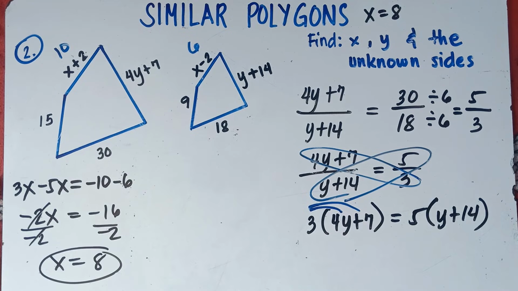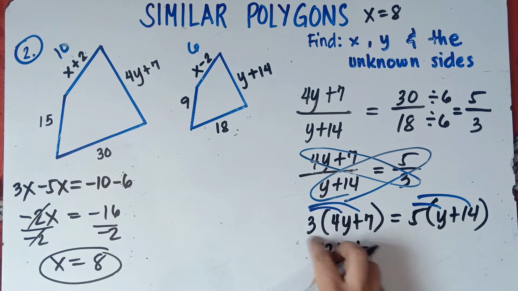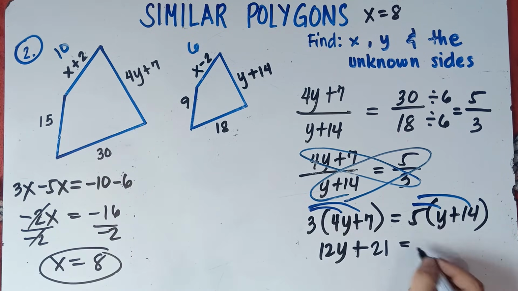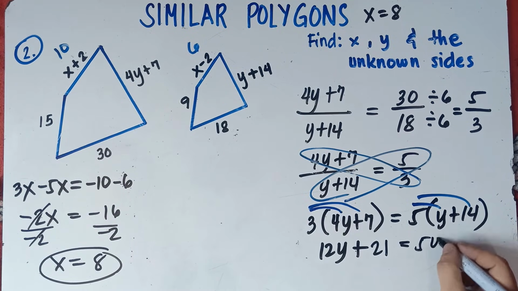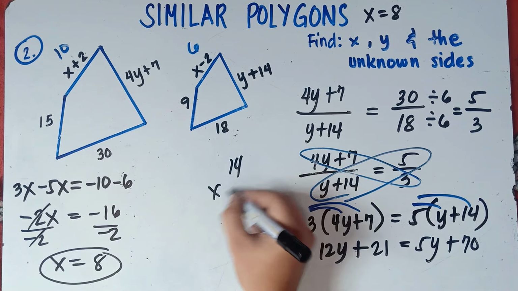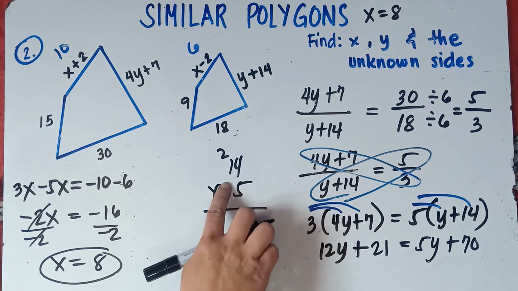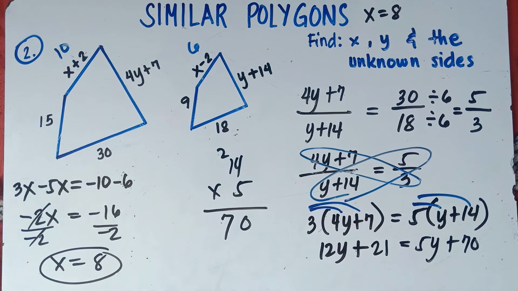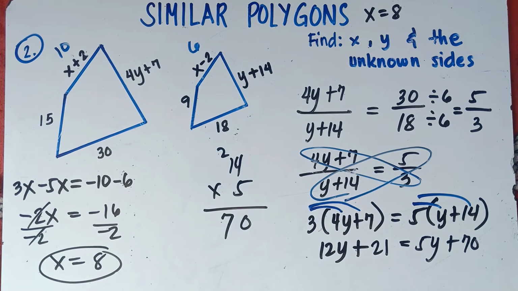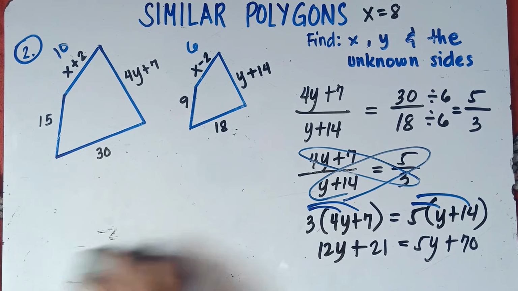Alright, so distribute. So this will be 3 times 4y, that is 12y, plus 3 times 7, that is 21, equals 5 times y, that is 5y, 5 times 14, that is 70. Let's check. 14 times 5. 5 times 4 is 20, carry 2, 5 times 1 is 5, plus 2 is 7. 70. Alright, so next step is we need to transpose 5y from right to left.